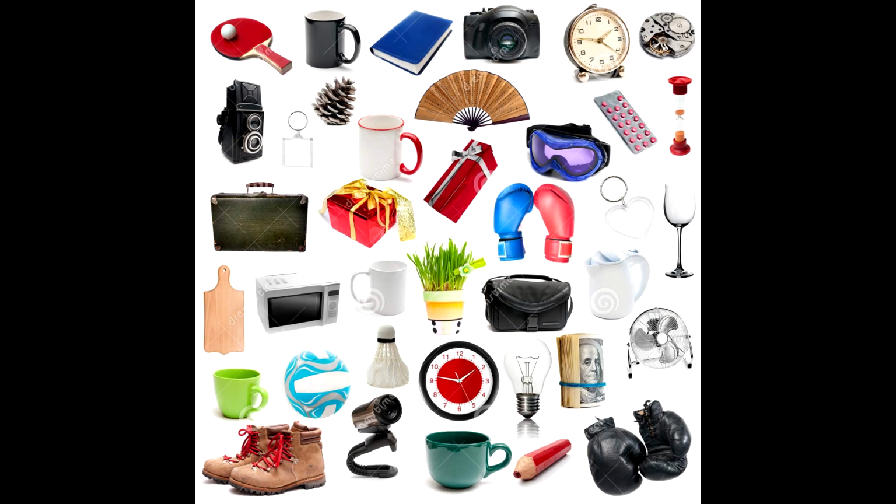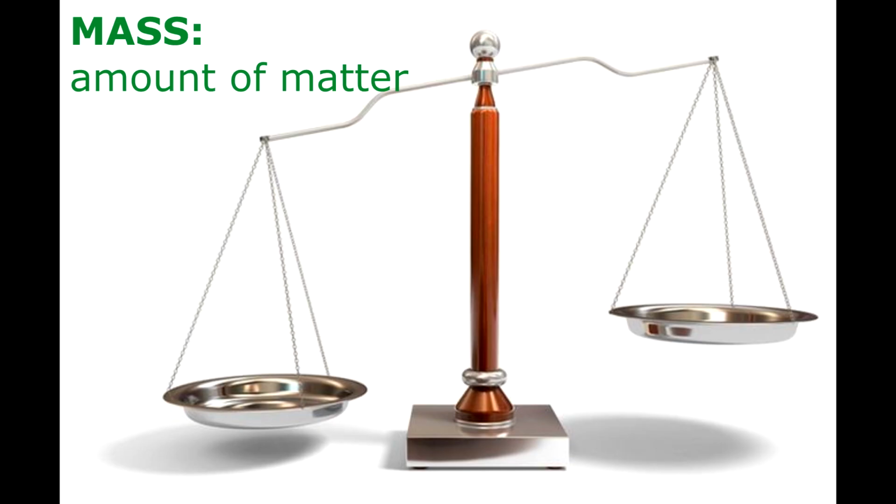Guys, can you see this picture? These are different objects that we use in our daily life. All these objects have matter, and this matter at the same time has mass and volume. Mass. What is mass, guys? The mass is the amount of matter that we can find in an object.